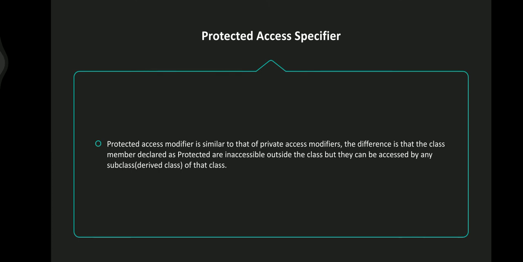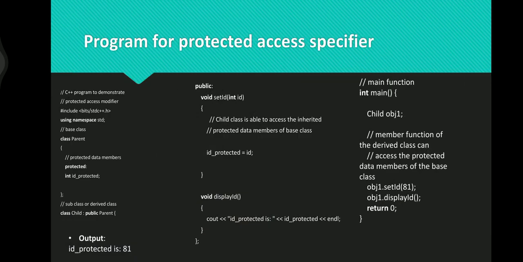Now we will have a look at a program of the protected access specifier. Here we made a class parent in which we declared a protected data member of integer type called id protected. There is another class or subclass named child which is inherited from the class parent. In class child, the public member function is setId. Since the child class is able to access the inherited protected data member of the base class, id protected is equal to id. Void displayId is another public member function in which we are just printing the id.